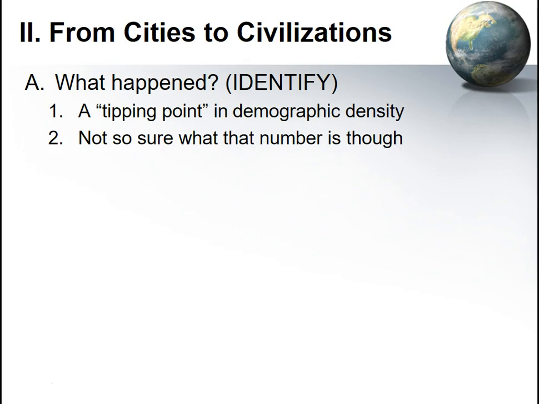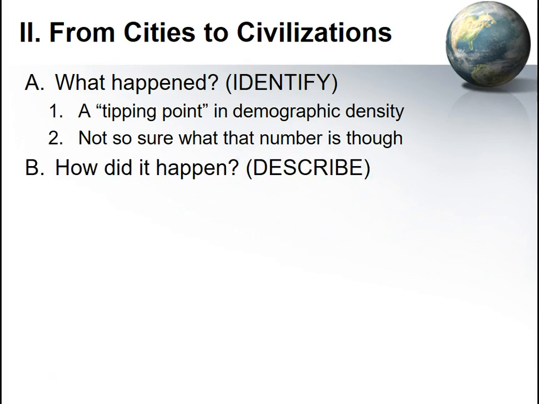And we don't know. Is it the case that it's more or less the same for cities around the world? Was it different in different places? The truth is we really don't know. And this is something we're going to come back to. Trying to define what exactly a civilization is turns out to be much more challenging than it might first appear. However, we do know a little bit more of how it happened, what the process is.